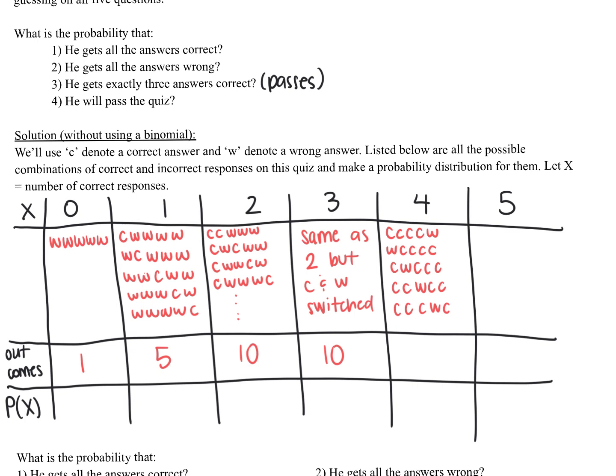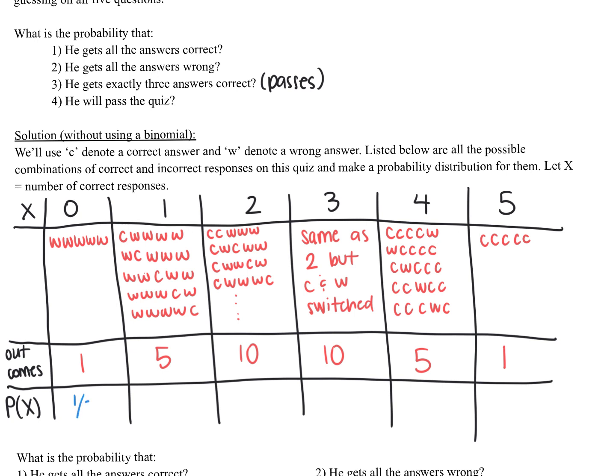So there are 5 ways. And then for him to get all 5 of them correct, there's only one way for that to happen. He gets all 5 of them correct. So if we add up our total amount of outcomes here, we're going to get 32 total outcomes. So now I just put my numbers over 32.